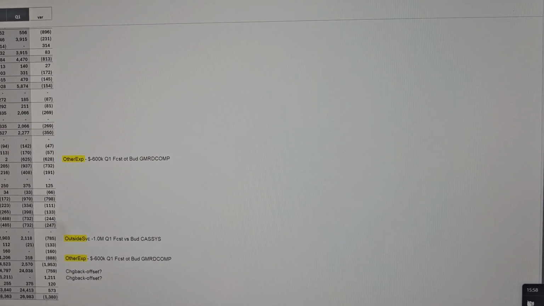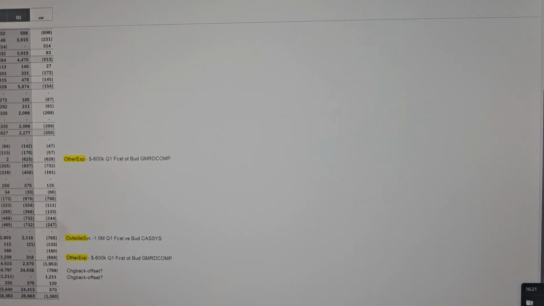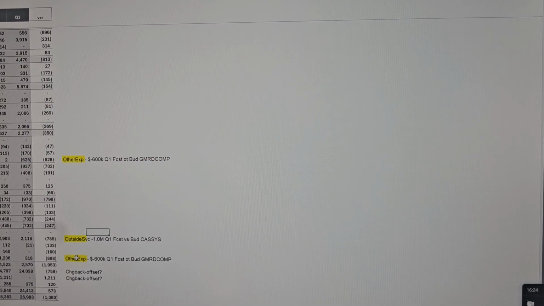The projects are a whole different animal. There's no head count and there's no SG&A. These are all just charge outs, and each one is gigantic. So we had outside services and other expenses. Okay, let me send that to Brennan. I have to find out what that is.